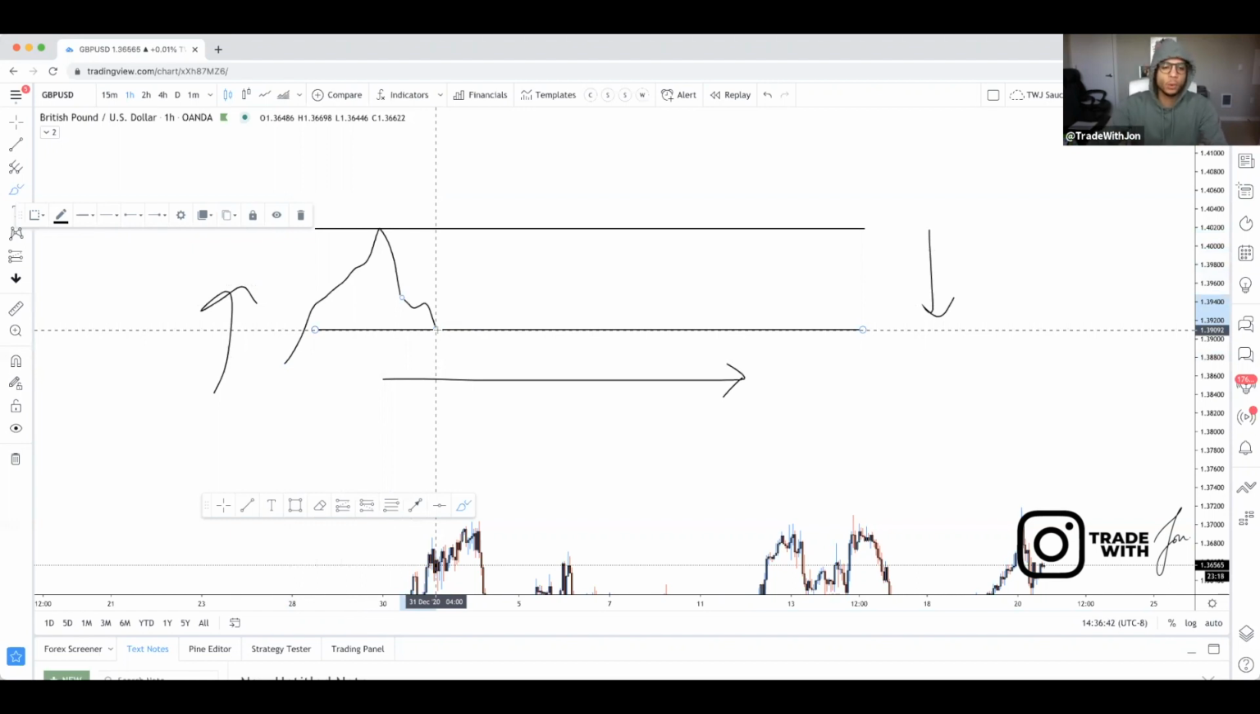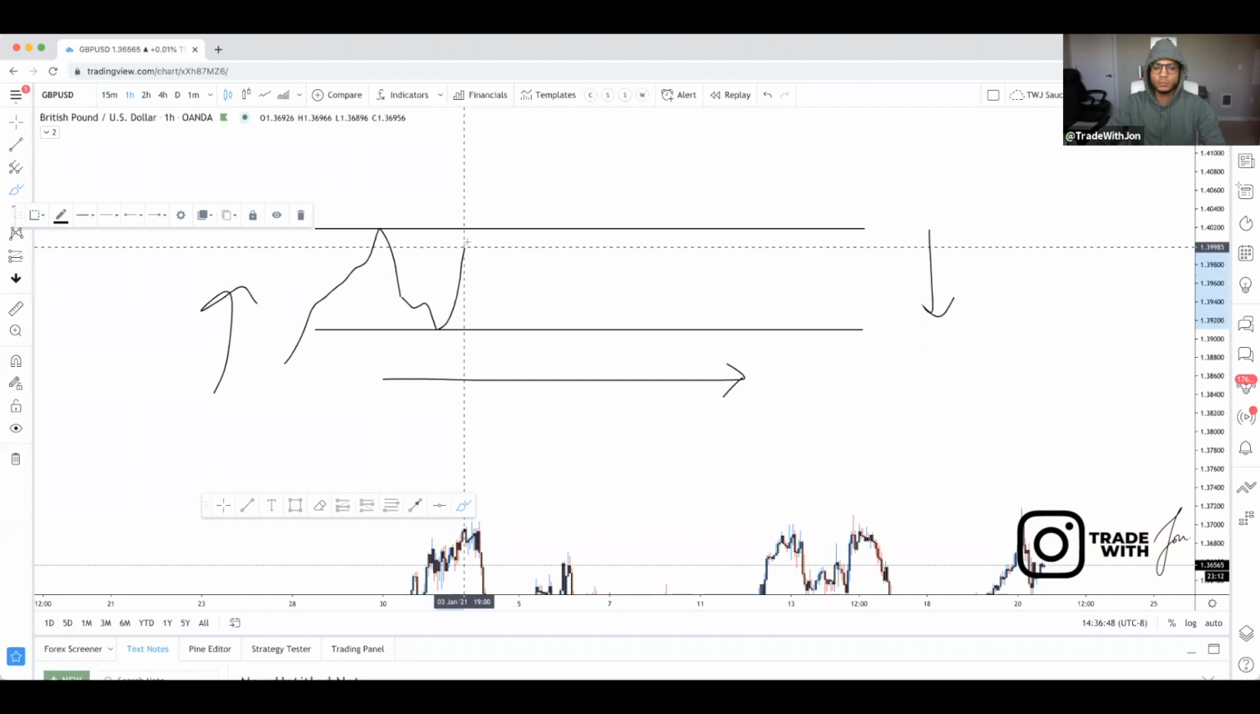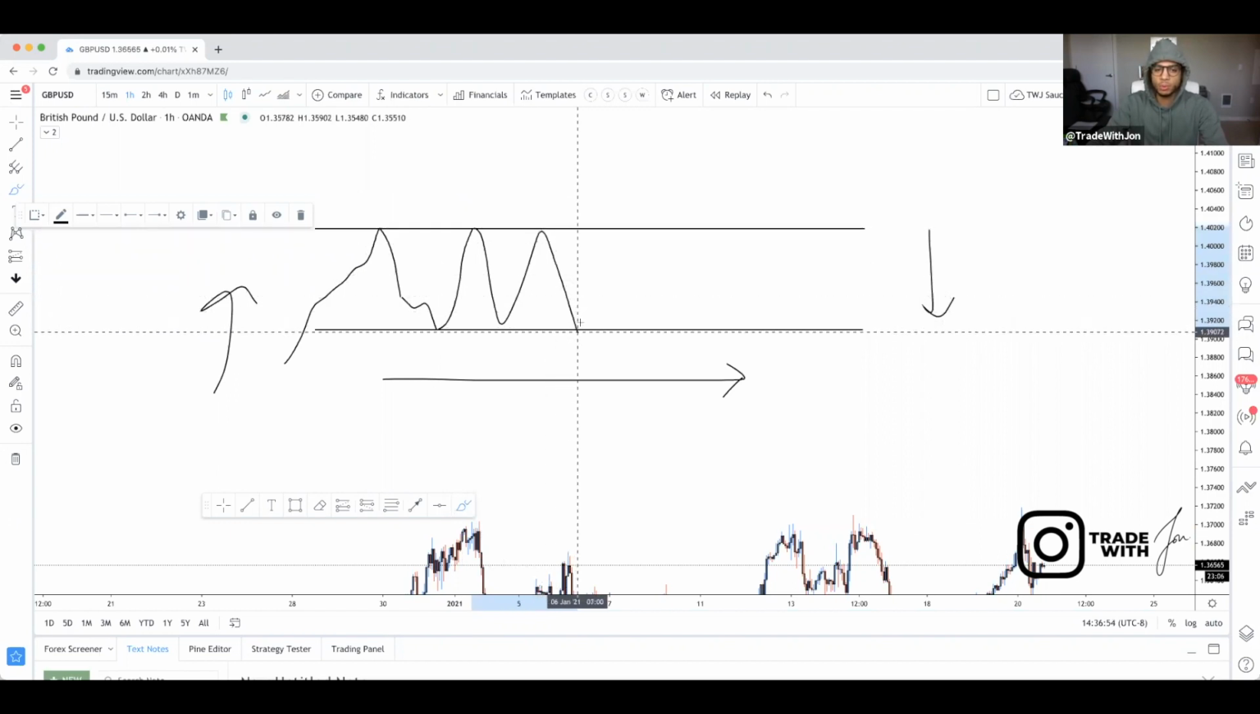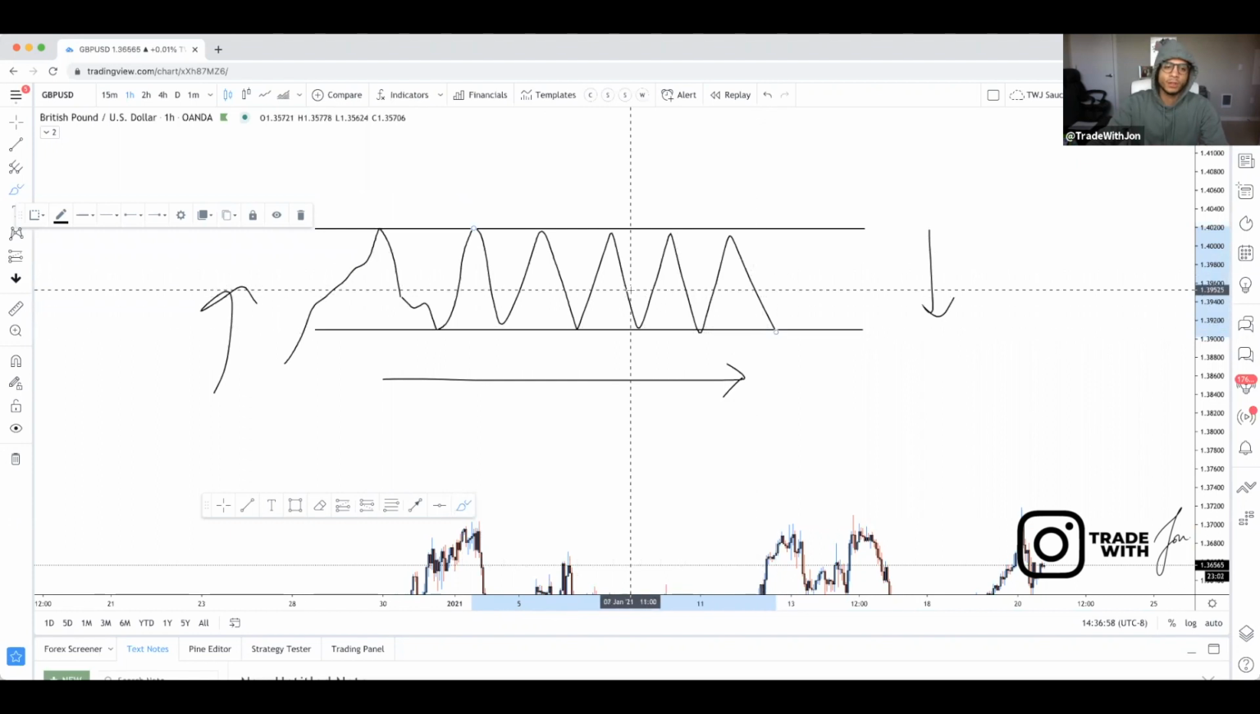Now, once you hit that floor, guess what? Price can't go beneath that floor, so it bounces off that floor and it has to shoot the opposite direction. So usually price will do this all day: shoot up, hit the resistance, shoot down, hit the support, resistance, support. And you guys start noticing this pattern.